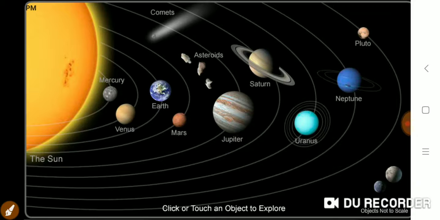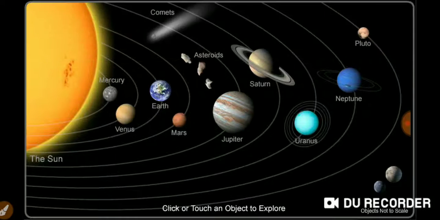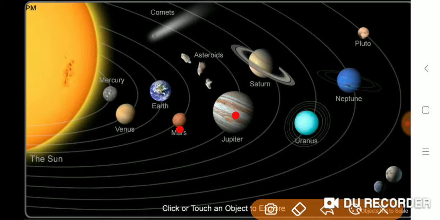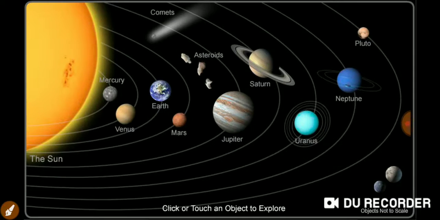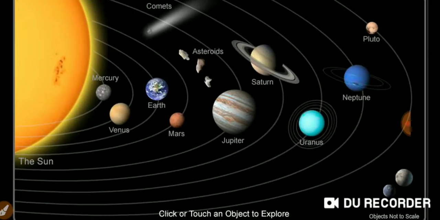Here you can see between Mars and Jupiter, there is an asteroid belt. Sequence-wise, we will learn the characteristics of our whole solar system. First we will talk about the Sun.